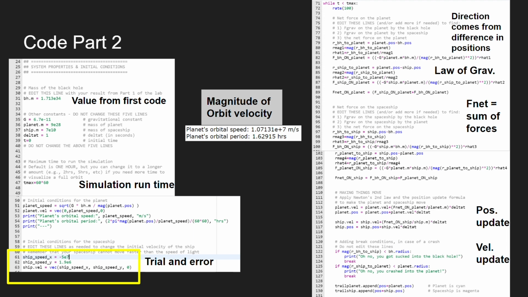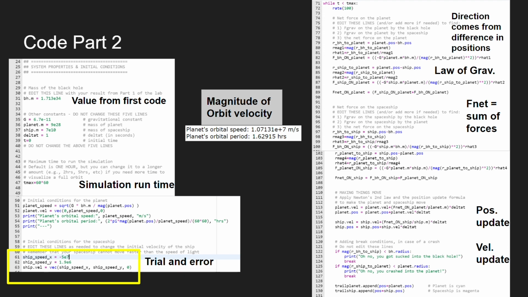To determine the initial velocity, first, the forces on both the planet and the ship had to be found. Using the law of universal gravitation and a direction vector found from the differences in the positions, the net force on the planet and on the ship were both found. From then, the task was simply to input the net force into the velocity update formula, and then that into the position update formula in both the planet's and the ship's case.